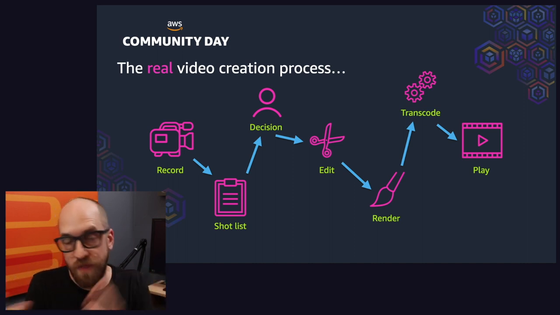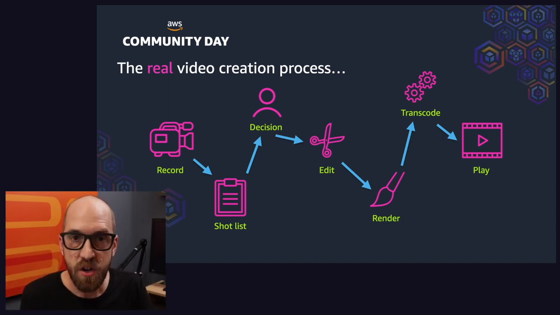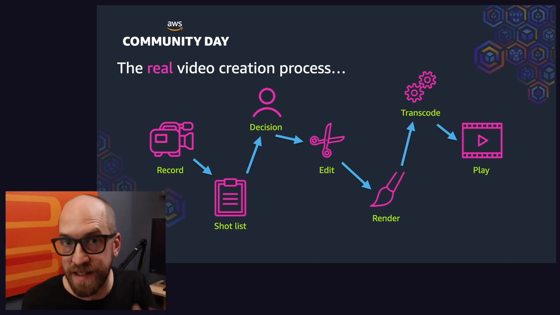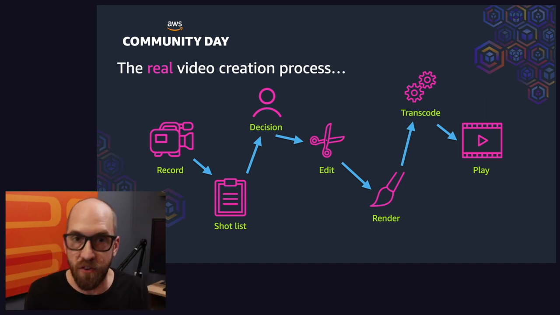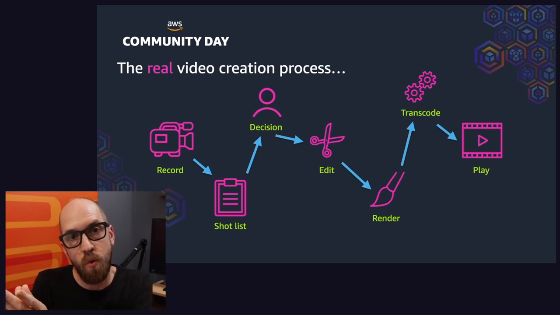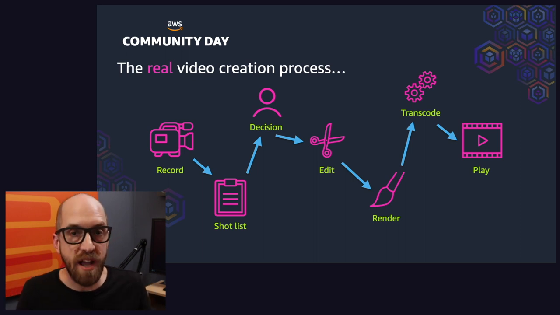Then we might have a rendering process. This is actually where the edit gets created into an actual file. Sometimes this happens behind the scenes with the editing software that we're using. Then we might need to do some transcoding because the internet is a big place. There are lots of different kinds of playback platforms all over the place. And we have to transcode the video such that it's going to work with the particular destination that we have in mind. And so there might be some transcoding to do.